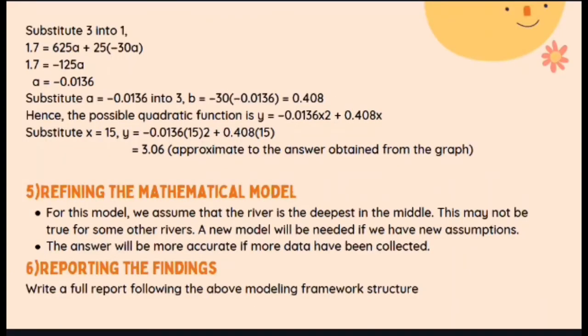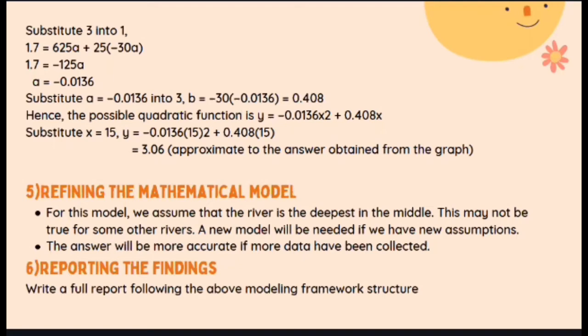Substitute equation 3 into equation 1. 1.7 equals 625a plus 25 times negative 38. A equals negative 0.0136. Substitute a equals negative 0.0136 into equation 3.